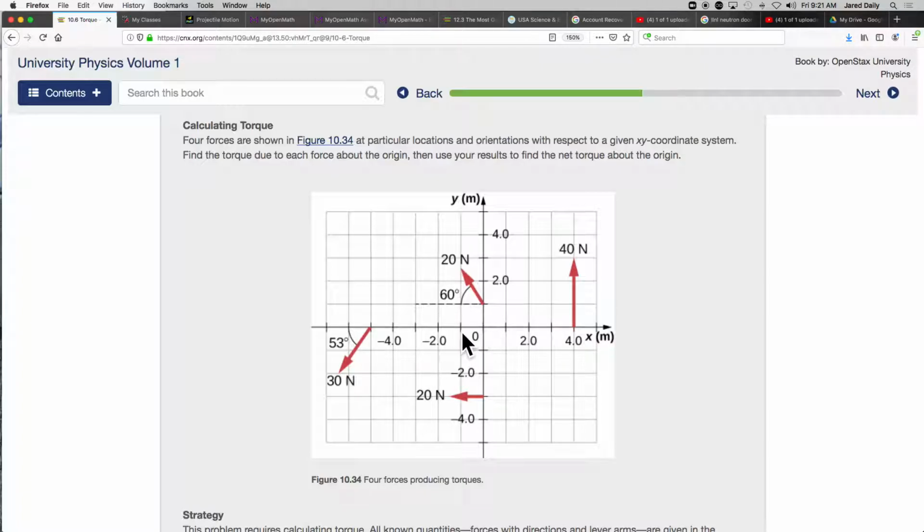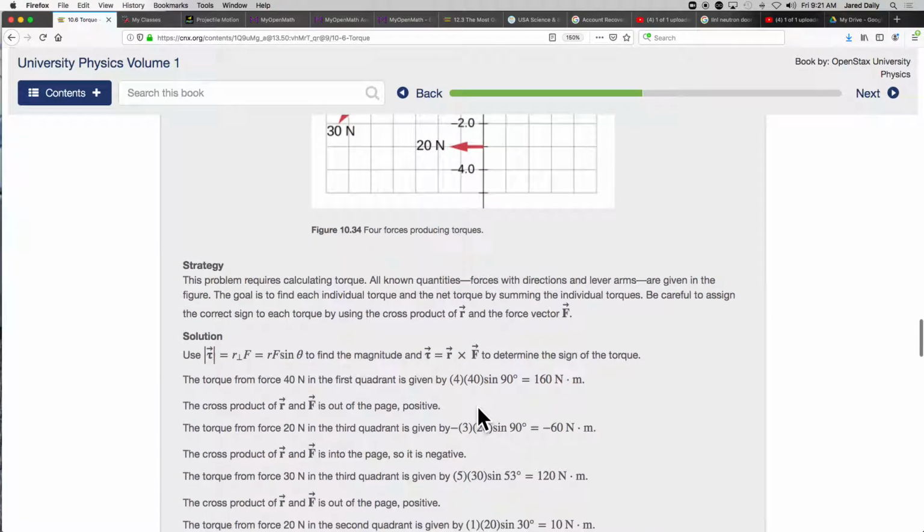But if, for example, this 30 Newton force right here was acting at the point -5, -3 down here, then we'd have to figure out the distance between 0 and that point for our R vector. And then the angle would be different as well, because we'd have to figure out the angle between them. So that would make it definitely a little more difficult. These ones are easy though.